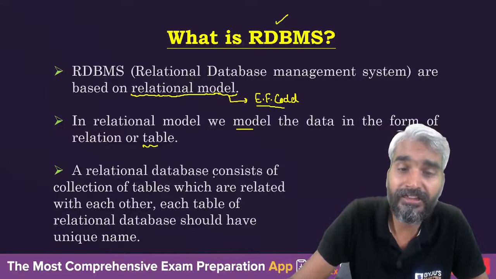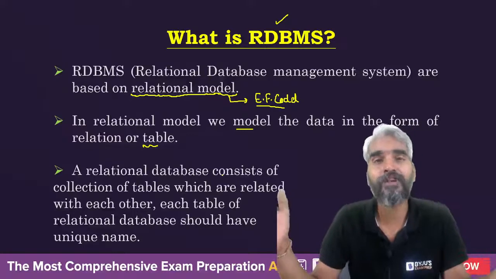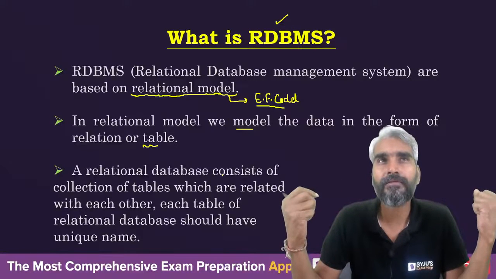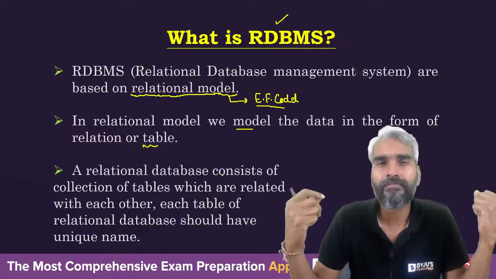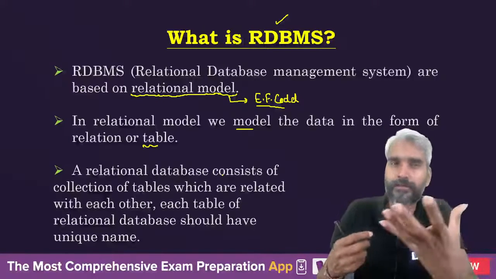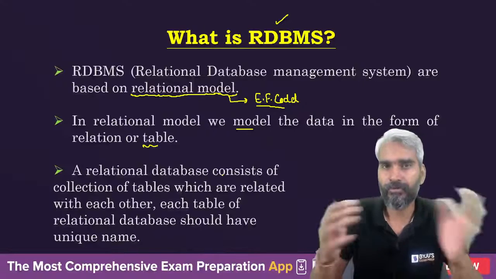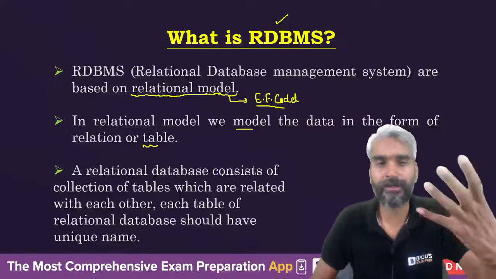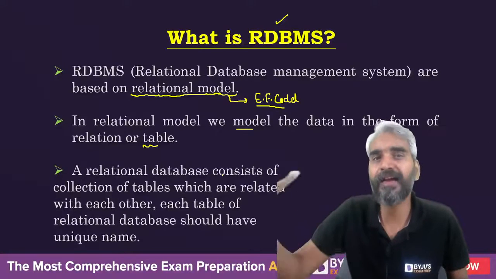So a relational database consists of what? A collection of tables. Let's assume that there is a database in which you have the information about a student. That's one entity, if you think in terms of the ER model. So student is one entity, course is another entity.